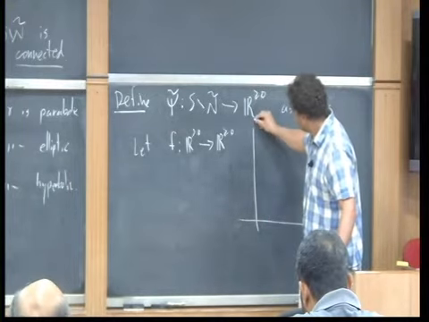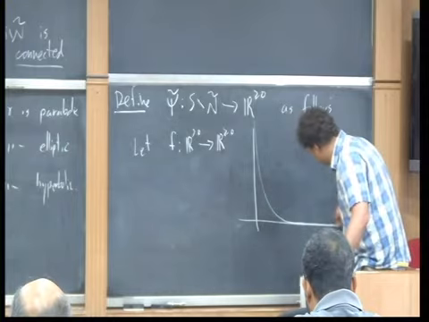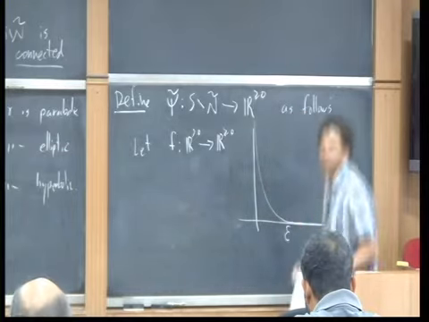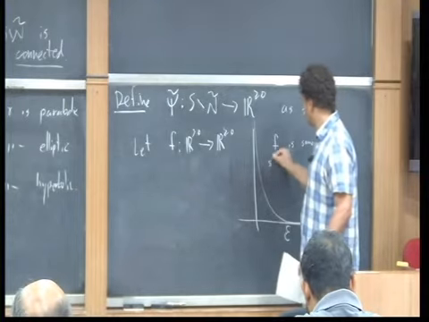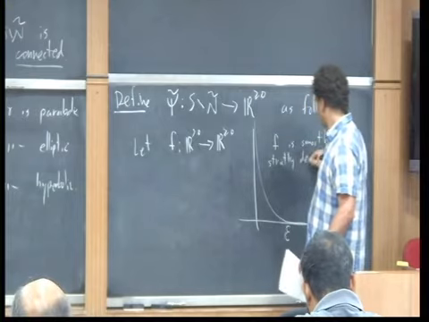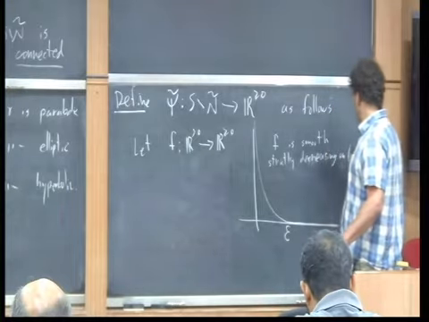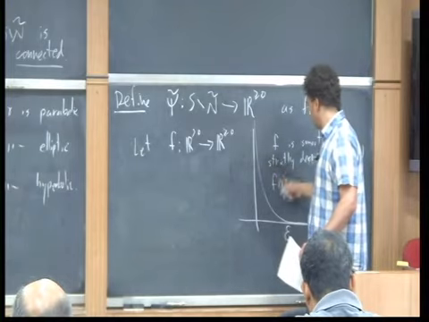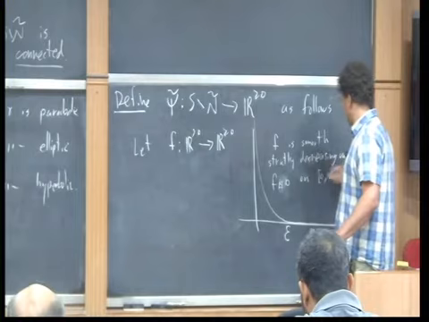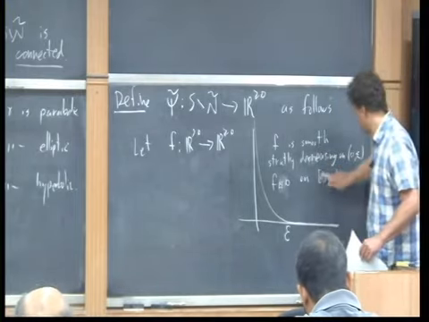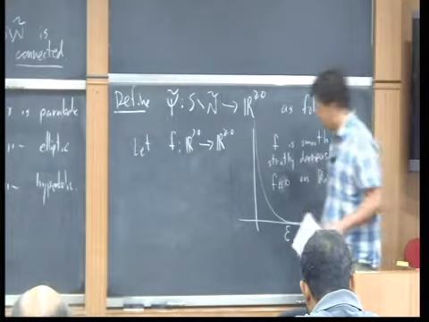So it will be a function which goes to infinity at 0. It is smooth, strictly decreasing on (0, epsilon), vanishes at epsilon, and is equal to 0 on [epsilon, infinity). So this is my function. It's easy to find such a function.